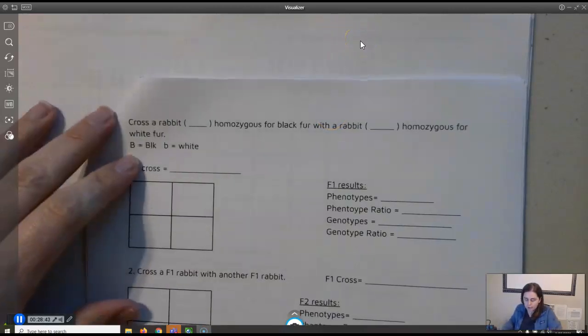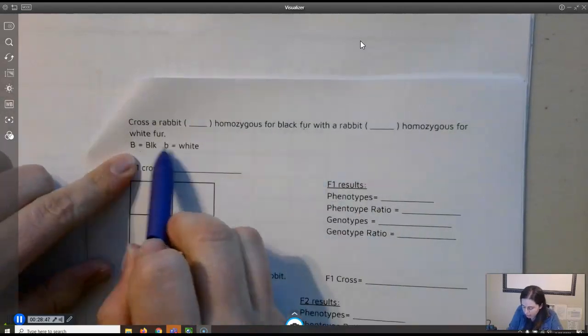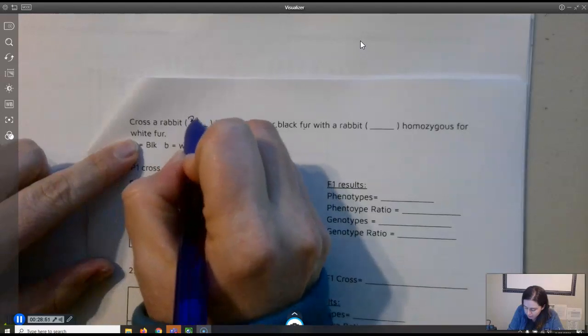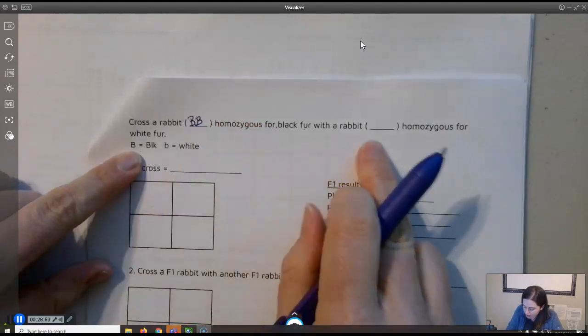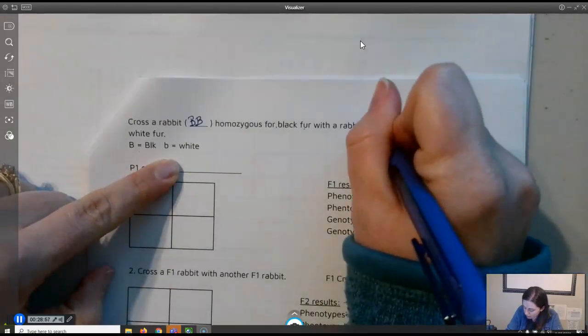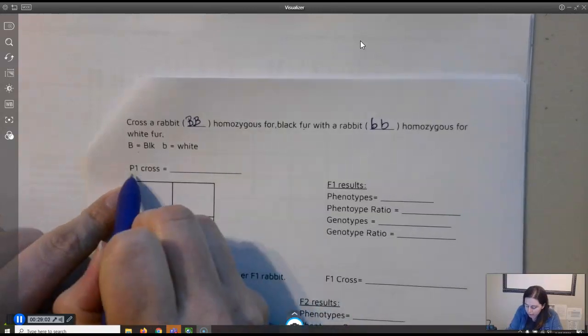Okay, we're going to cross a rabbit that is homozygous for black fur. So we again have big B, little b. Homozygous for black means that it's big B, crossed with a rabbit that is homozygous for white, which is another little b, just like our rat one. Okay, here's where we have our P1 cross.